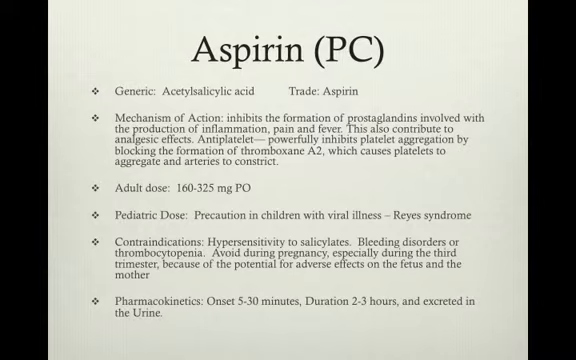Contraindication, hypersensitivity to salicylates. Bleeding disorders or thrombocytopenia, avoid during pregnancy, especially during the third trimester, because of the potential for adverse effects on the fetus and mother. Pharmacokinetics, onset 5 to 30 minutes, duration 2 to 3 hours. It's excreted in the urine.